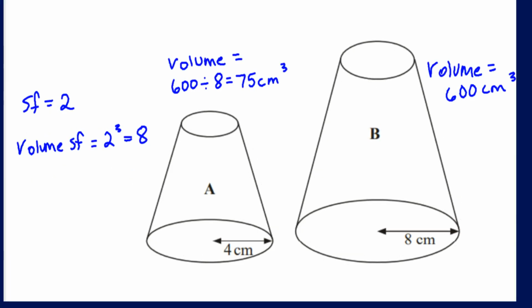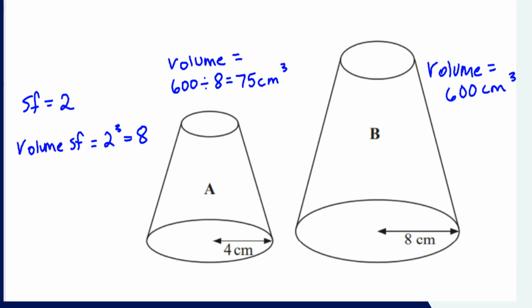The given volume of shape B is 600 centimeters cubed. The scale factor is 2, therefore the volume scale factor is 2 cubed, which is 8. We divide 600 by 8, which gives us the volume of the smaller shape A of 75.